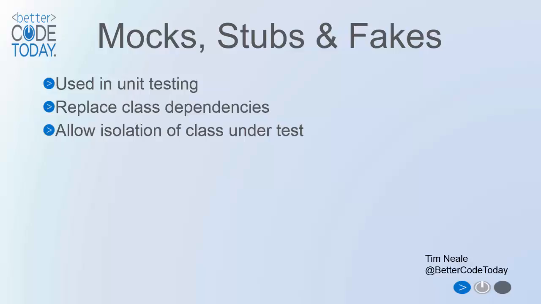All three are very similar in that they provide ways to replace a given class's dependencies, so that the class can be tested in isolation. This allows simpler, better targeted, and more robust unit tests to be written. Where they differ is in the functionality they provide to your test class.